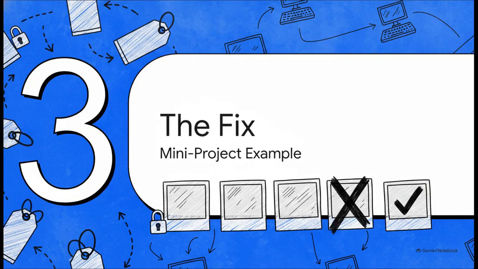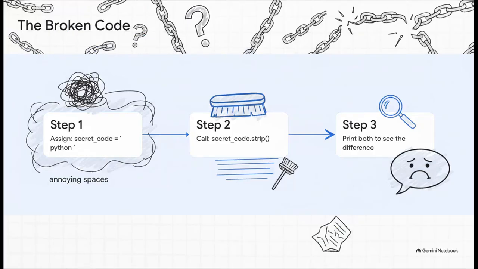Which brings us to part 3, the fix. Let's walk through a mini project worked example. So let's jump right into the lab and actually fix some broken code. Here is the exact setup you might use when trying to clean up some messy text. Step 1, we assign our variable. Let's say secret_code equals the string Python, but with a bunch of annoying spaces on the outside. Step 2, we call secret_code.strip to clean up those spaces. And step 3, we print it out.